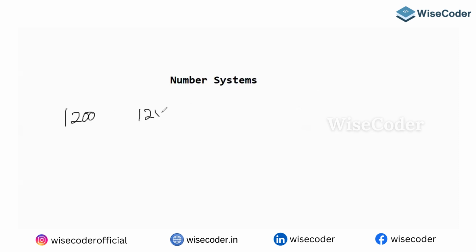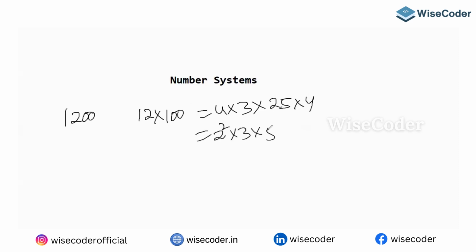You can write 12 into 100. 12, you can write 4 into 3. If you know it, you can write 2 square into 3 also. 100, you can write 25 into 4. For your understanding, I'm writing like this. So this is 2 square into 3 into 5 square into 2 square. So you can write 2 power 4 into 3 power 1 into 5 square.